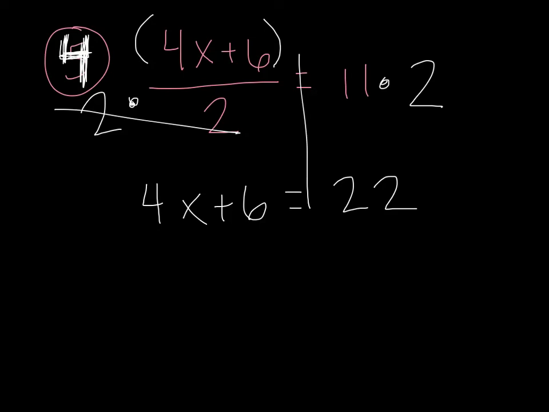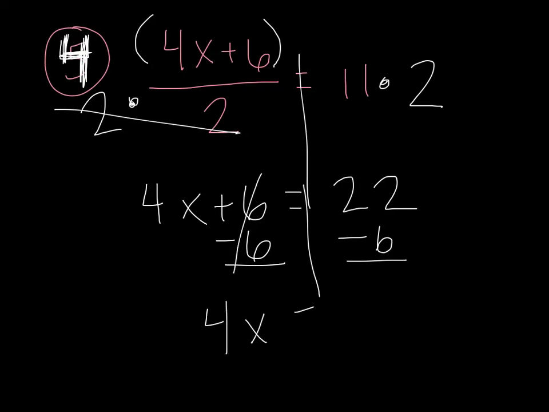So we need to get rid of the 6 first. So subtract 6 from both sides. Okay, you have 4x equals 22 minus 6, which is 16. Okay, divide both sides by 4, and you get x equals 4.